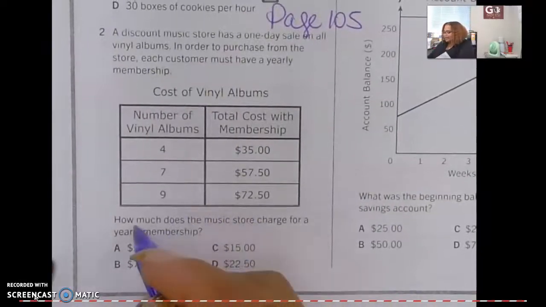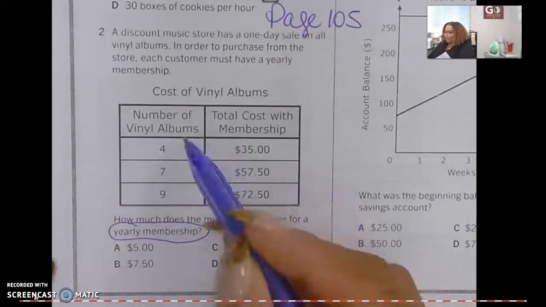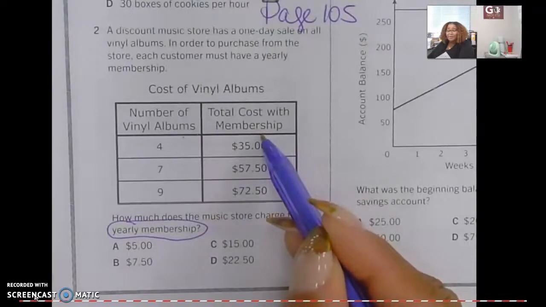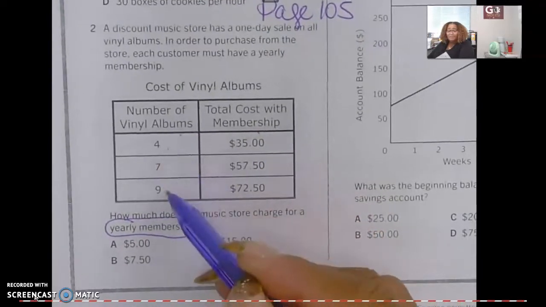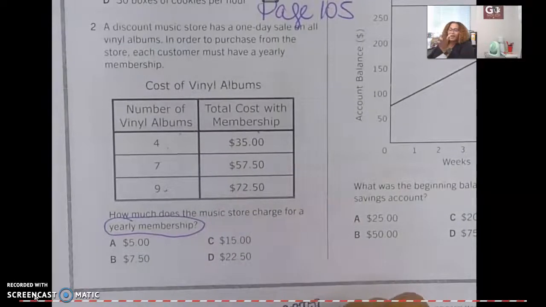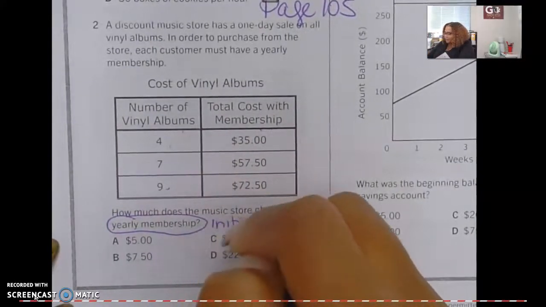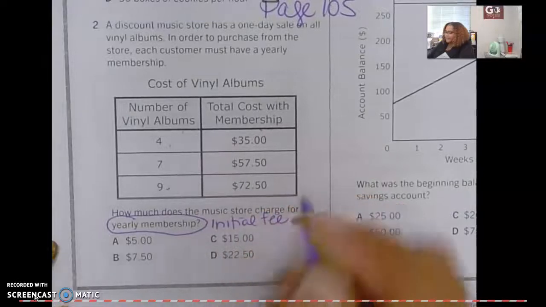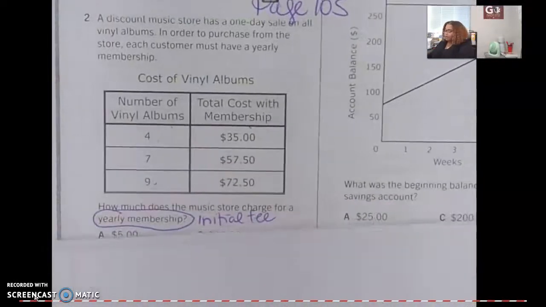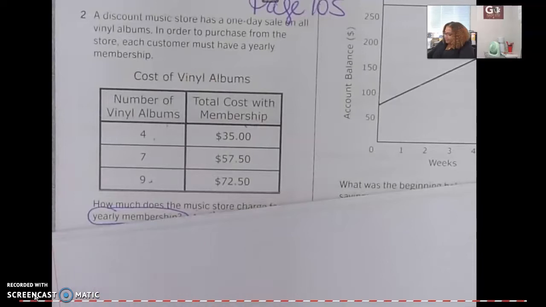Okay, it's not asking per album, it's asking about the membership. So after I bought albums, how much did I pay beforehand for the membership? Again, this is my initial fee. That means I need to make a table. So in my table, I need a 0 there, and it looks like I start with 4. So I'm going to need to go backwards.